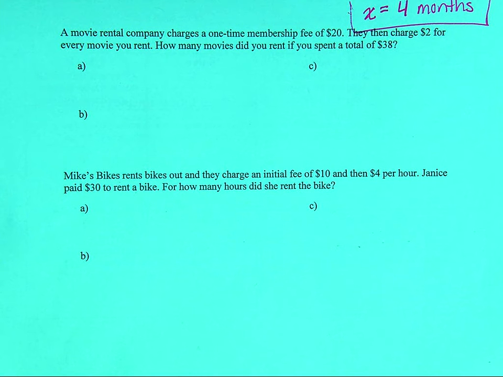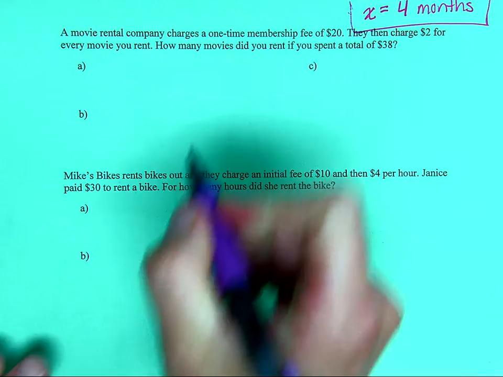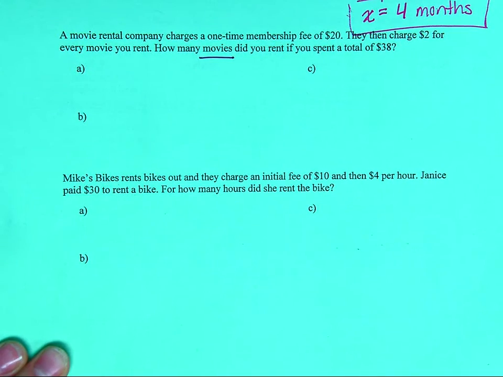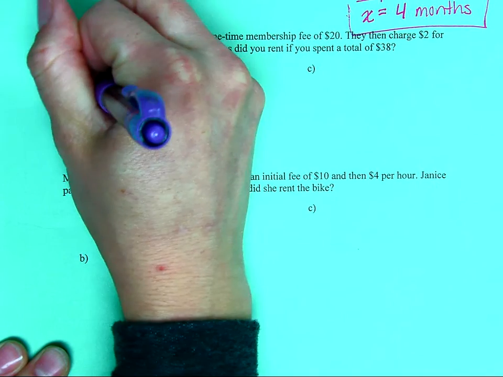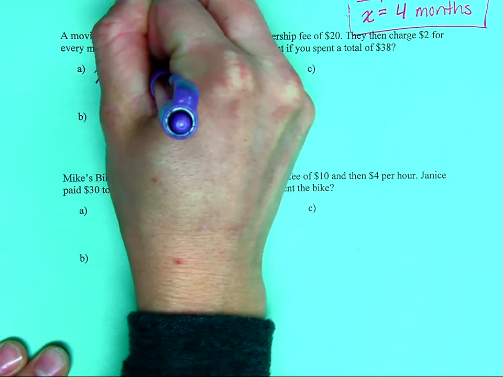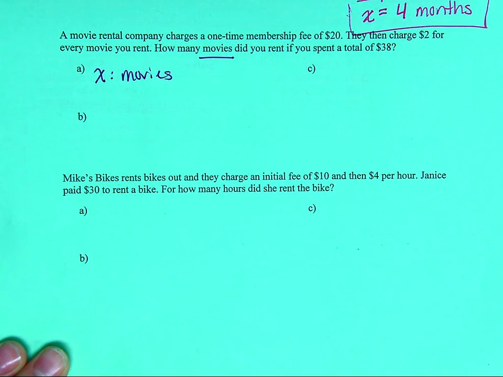So a movie rental company charges a one-time membership fee of $20. They also charge $2 for every movie you rent. How many movies did you rent if you spent a total of $38? My question's asking us to find the number of movies. So how many movies did we rent?